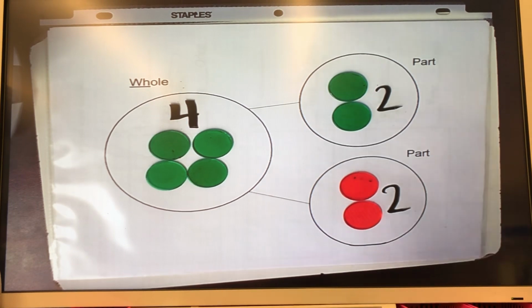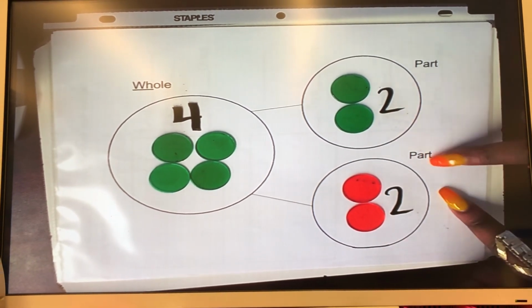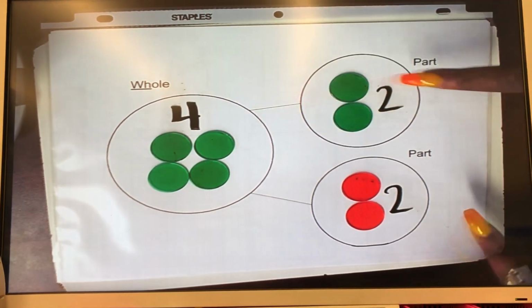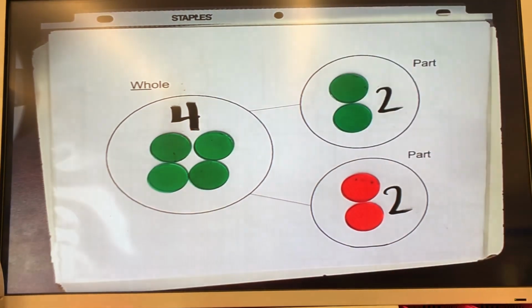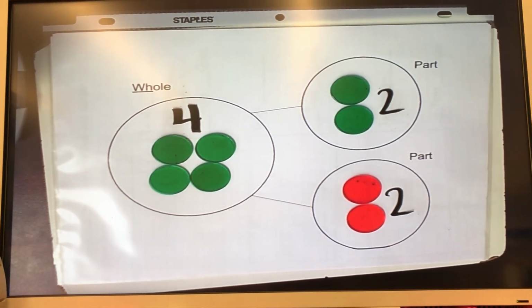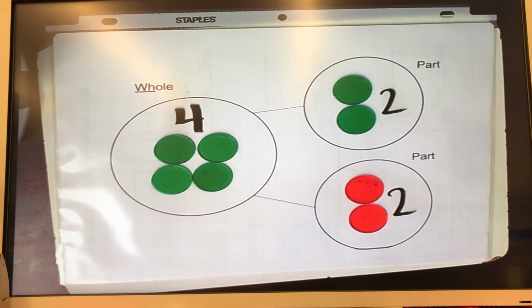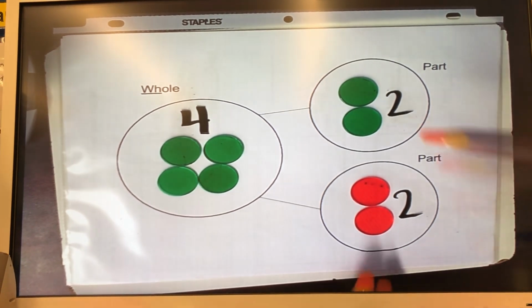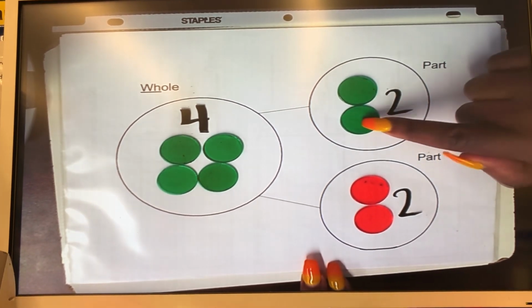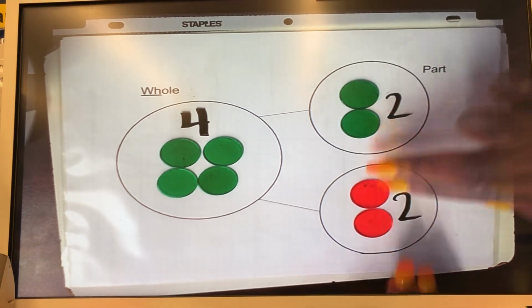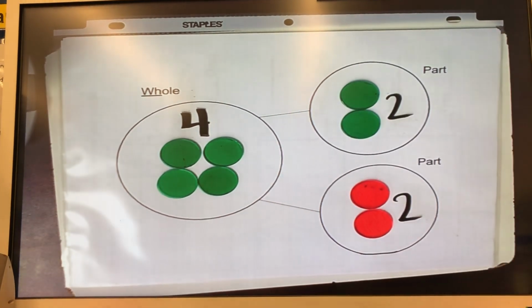You know what that tells me? That tells me that 2 plus 2 equals 4. My 2 parts equal my whole. And I just want to prove my work and make sure my answer is true. So I'm just going to count it to make sure. 1, 2, and I'm going to count on 3, 4. These 2 parts equal the whole.